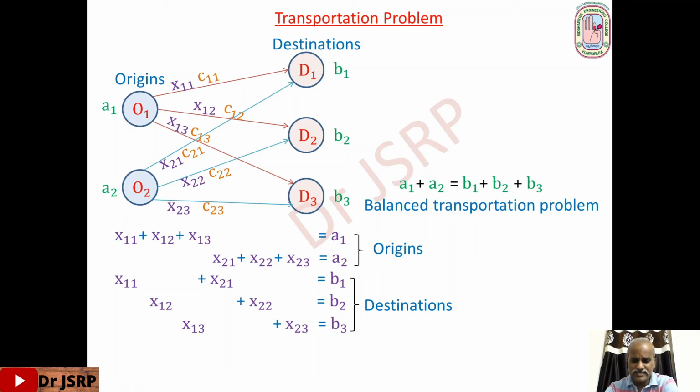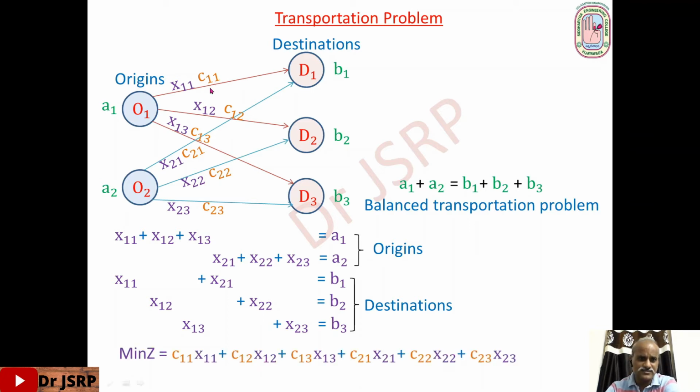Okay. So total transportation cost is sum of all these terms: C11 X11 plus C12 X12 plus C13 X13 plus C21 X21 plus C22 X22 plus C23 X23. So this is total transportation cost. This should be minimized. So minimum Z equals this expression. This is the objective function. And what about the sign of the variables x11, x12, x13? All these are number of units, they should be greater than or equal to 0.